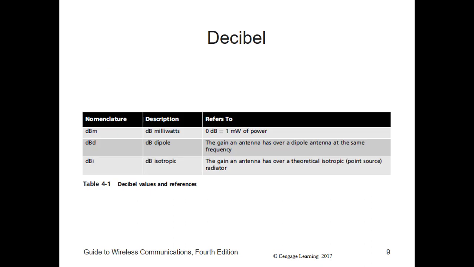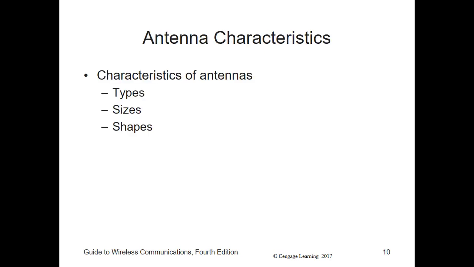This table shows a summary of the decibel measurements used in RF communication. Now that we have an understanding of gain and loss, it is time to get acquainted with antenna types, sizes, and their shapes. Antennas used in wireless communications can be characterized as either passive or active. Remember, if it's adding power to something, it's typically going to be active, and if it's passive, we're not adding any power to it.